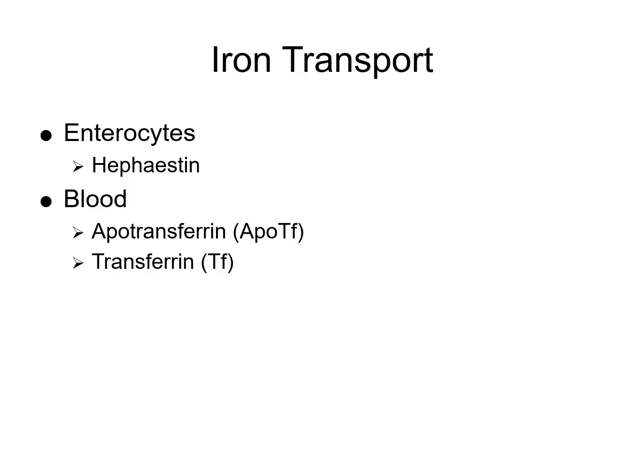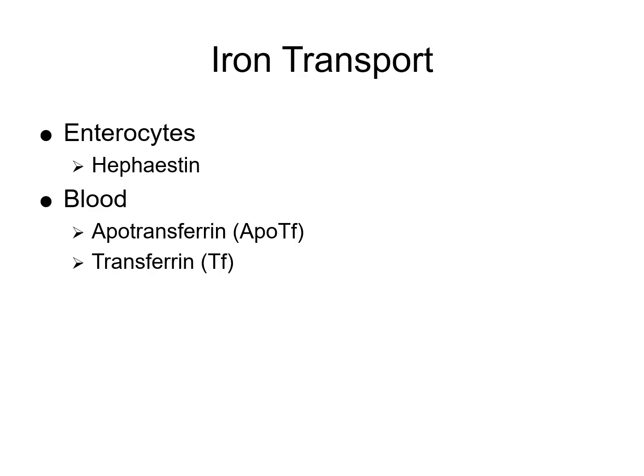So iron transport. We have enterocytes, which are specialized cells that line the duodenum where dietary iron absorption occurs. They take up iron from the intestinal lumen in the ferrous form. Iron is transported across the enterocyte and exported into the bloodstream via ferroportin, which is an iron exporter protein located on the basolateral membrane.